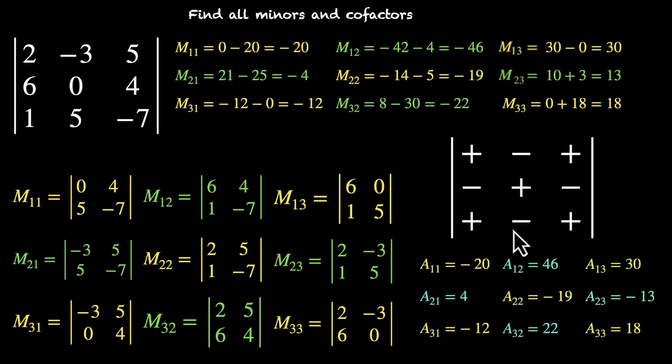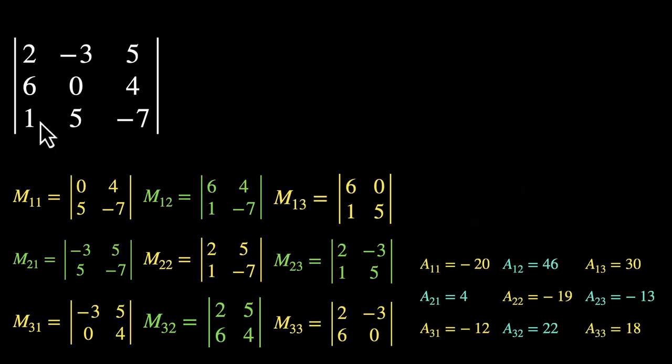We can see that these 4 are multiplied with a negative sign, which means the values of these 4 will flip. Minus 46 becomes 46, minus 4 becomes 4, minus 22 becomes 22, and 13 becomes minus 13. So these are the minors and cofactors for this determinant. Let's move on. Let's also find the magnitude of this determinant.